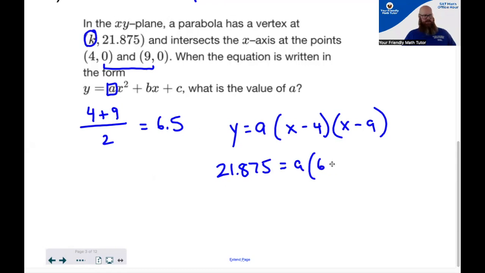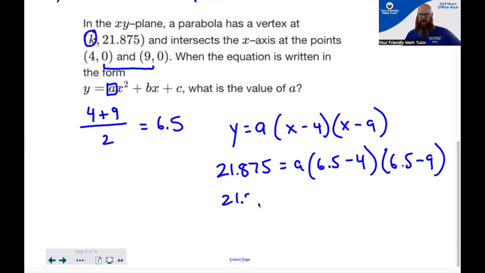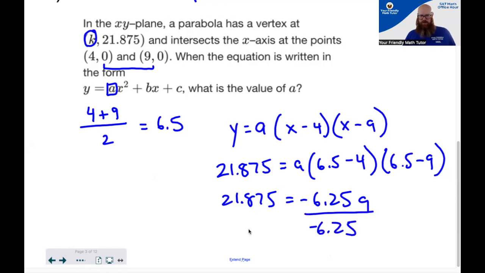So I get 6.5 minus 4, and then I get 6.5 minus 9, and let's remember we have a calculator. So I get 21.875. If you just type it in the calculator, 6.5 minus 4 is 2.5. So you're going to get 2.5. And then the other one is negative 2.5. So that's negative 6.25. And then divide. So 21.875 divided by negative 6.25. So right, I divide each side by negative 6.25. Whoops.